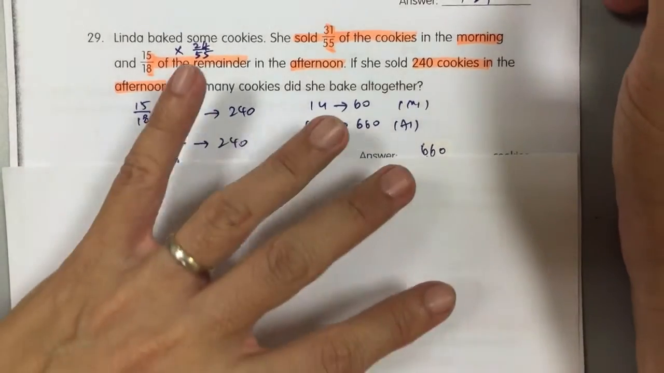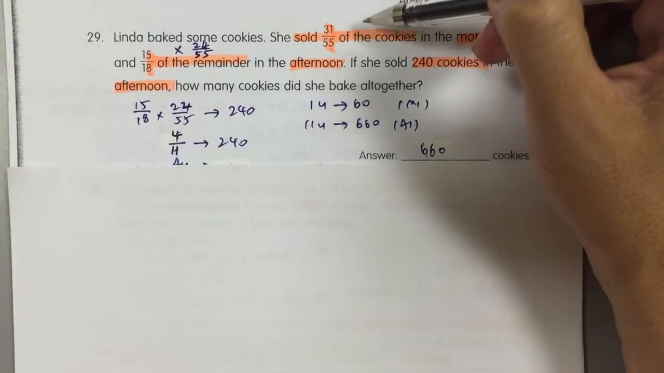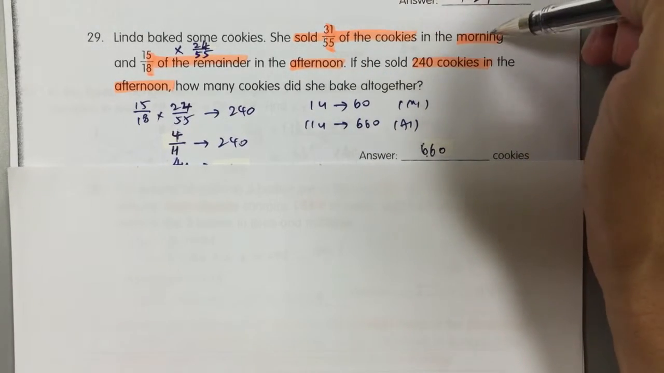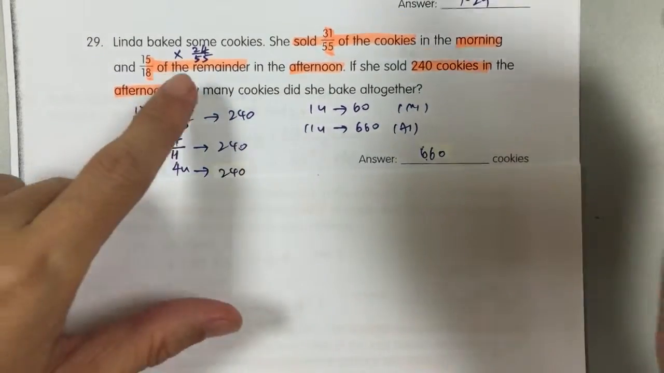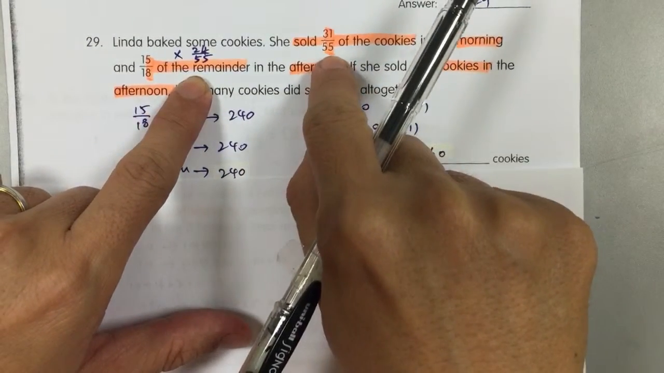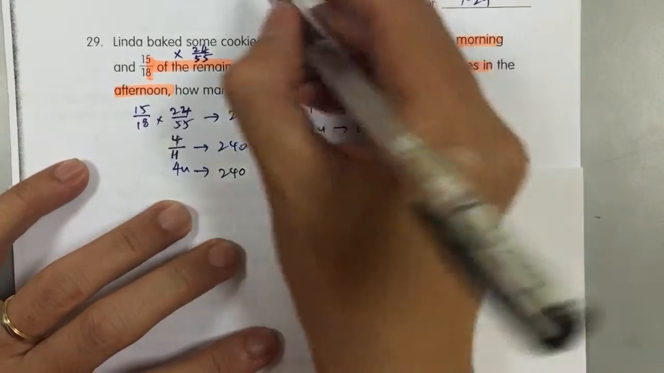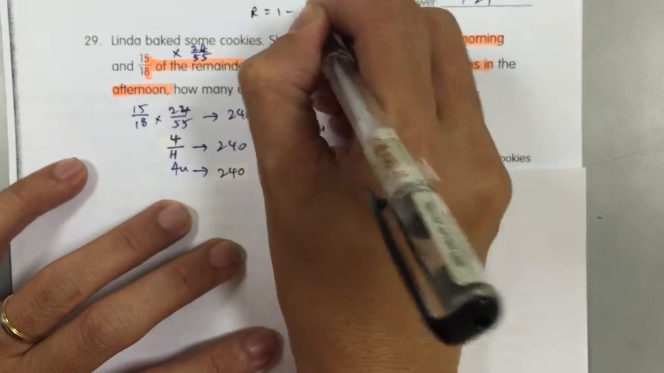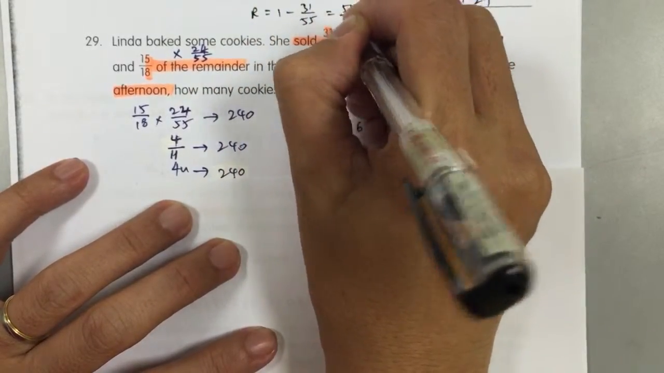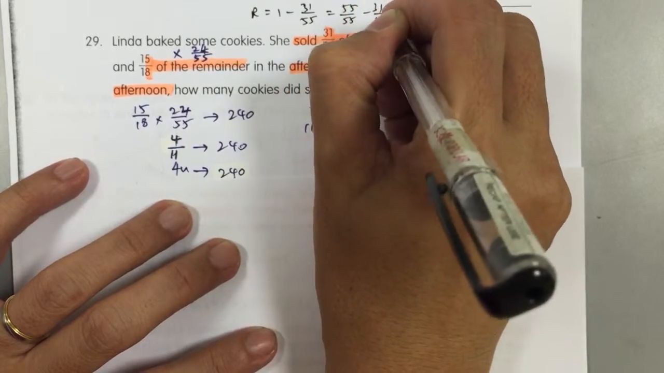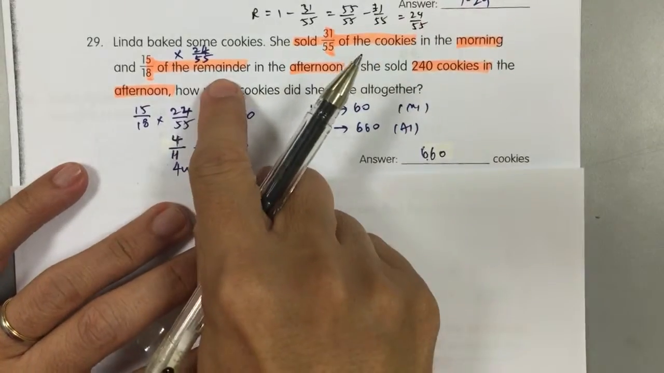Linda baked some cookies. She sold 31 over 55 of the cookies in the morning and 15 over 18 of the remainder. So the remainder is what is left after selling here. So the remainder will be 24 over 55. Why? Because the remainder is given by 1 subtract the fraction sold. So the remainder is 24 over 55.